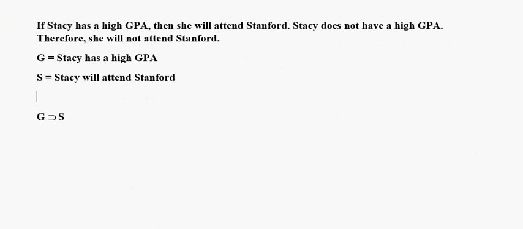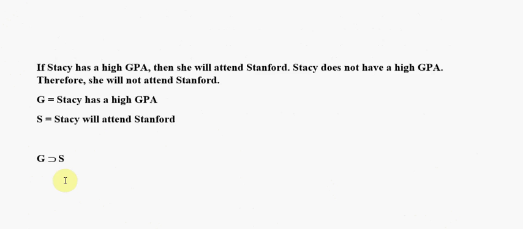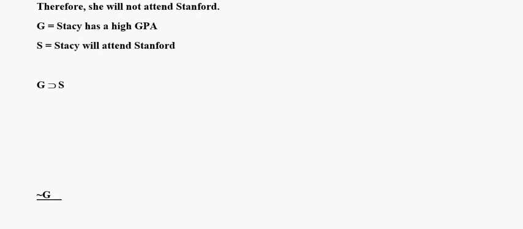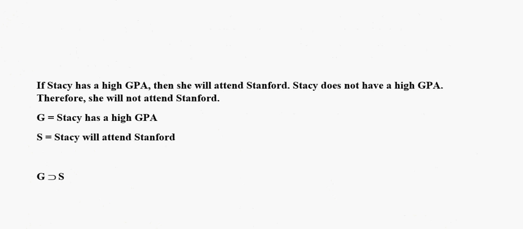Let's go ahead and think about what the second premise is saying. Well, the second premise is basically saying that Stacy does not have a high GPA. Well, if we think about it, that's the negation of G, right? And so that has to look like this. That is the negation of G. And so that's the second premise, and so we put it right after the first premise.